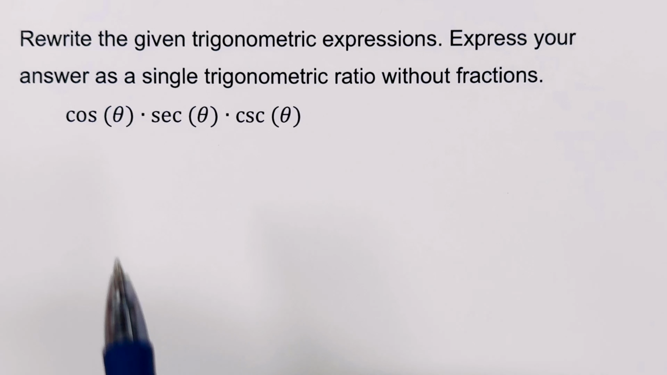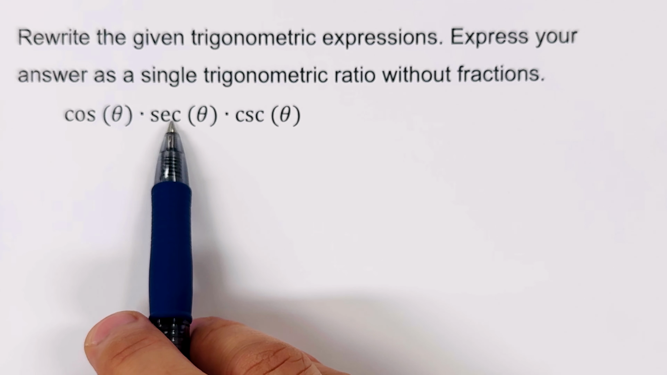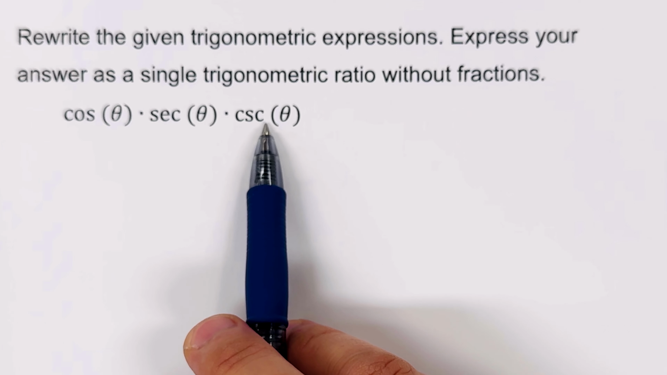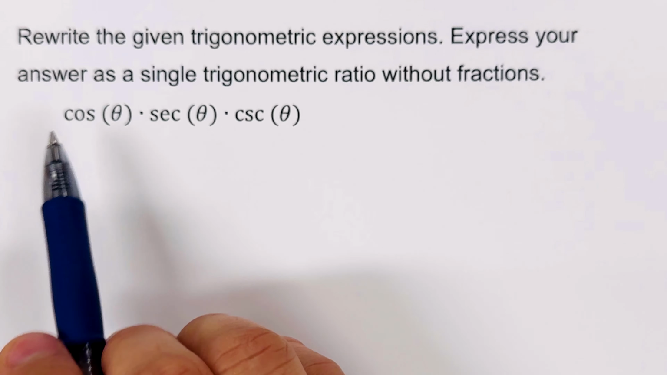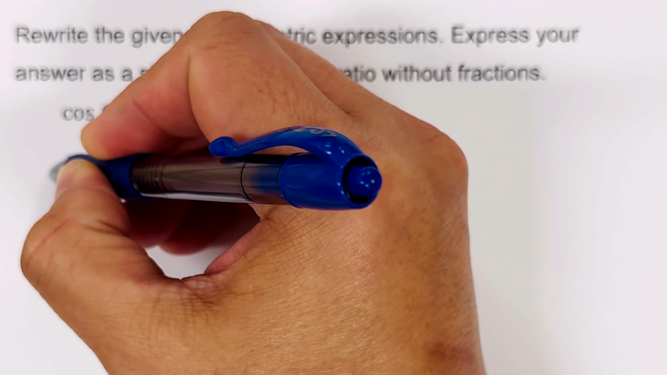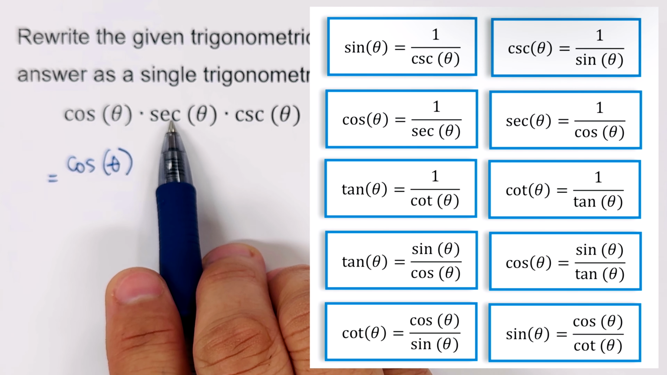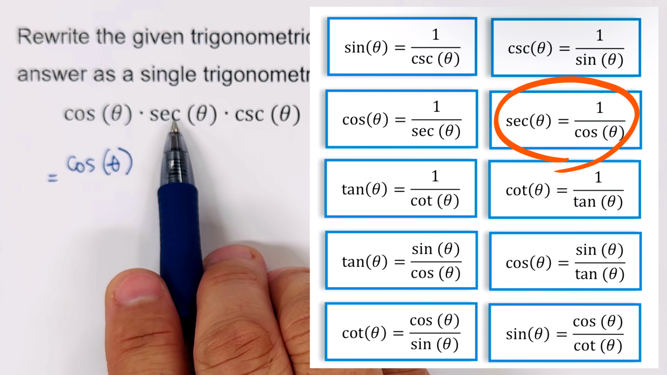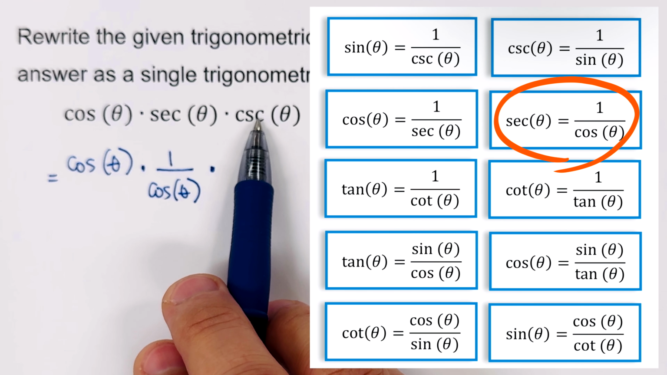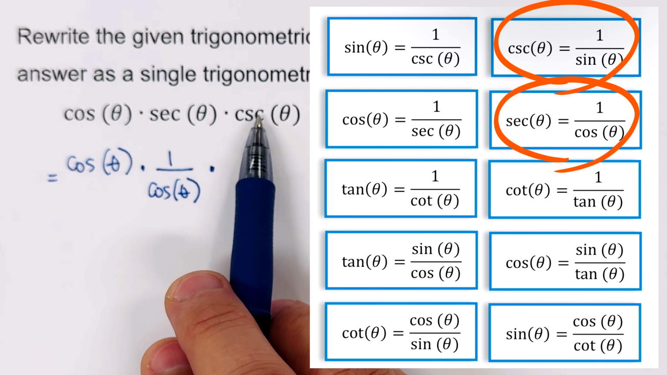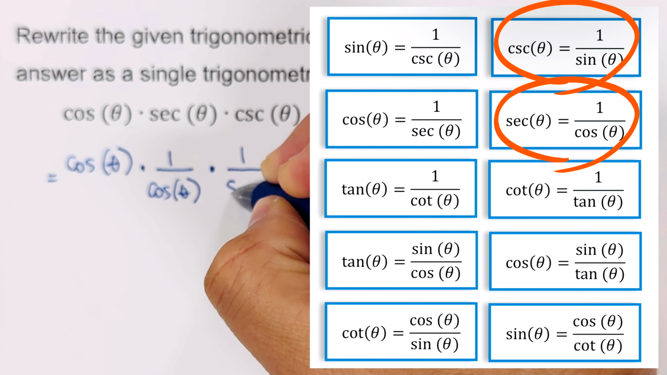In this example right here, we're given cosine of theta times secant of theta times cosecant of theta. The trick in simplifying trigonometric expressions is that we have to make sure that we come up with, as much as possible, sine or cosine. So in this problem right here, we already have a cosine, so we're going to go ahead and write that up here. Looking at the table, we can see that this secant here is 1 over cosine of theta. And this cosecant of theta right here, from the table, is equal to 1 over sine theta.